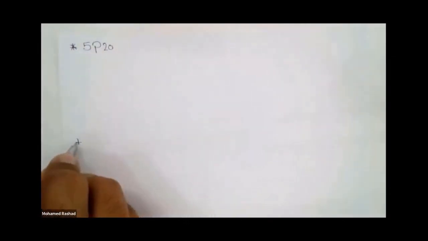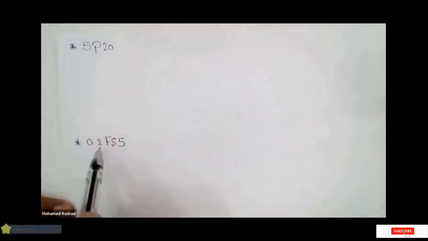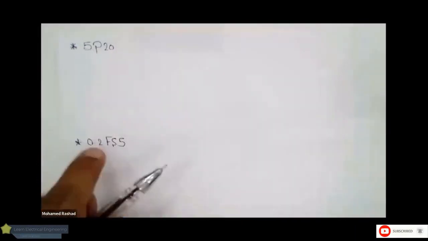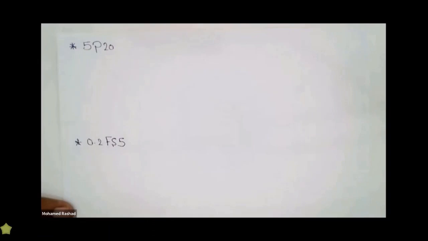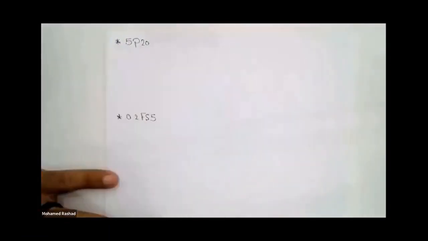Now, engineers, we have something he mentioned called 5B20 and another thing called 0.2 FS5. So what does this class mean? And what does the word class mean? The word class, engineer, here describes something related to the core, the ferromagnetic material, my iron core. All right, very good. So what does 5B20 mean?